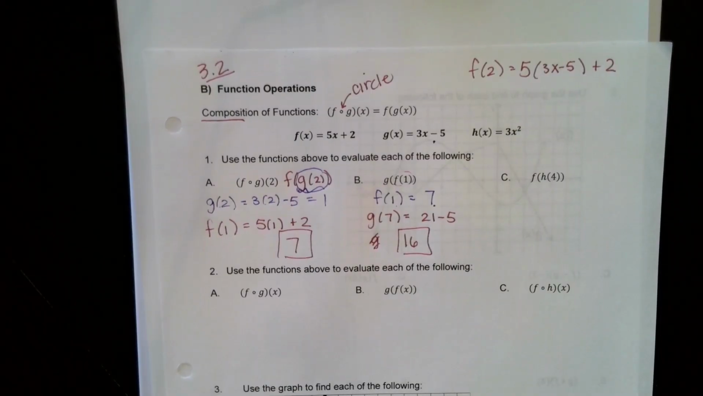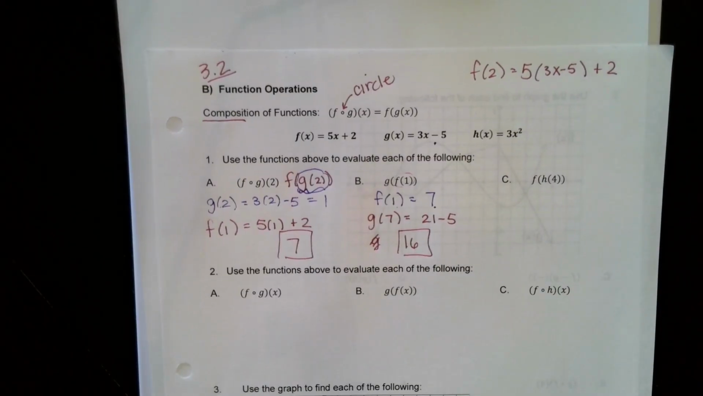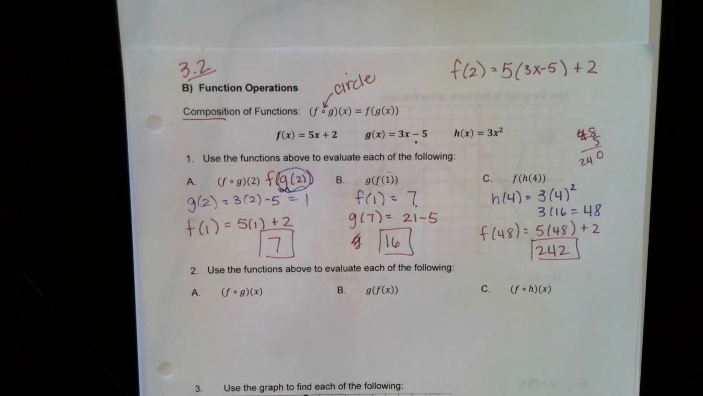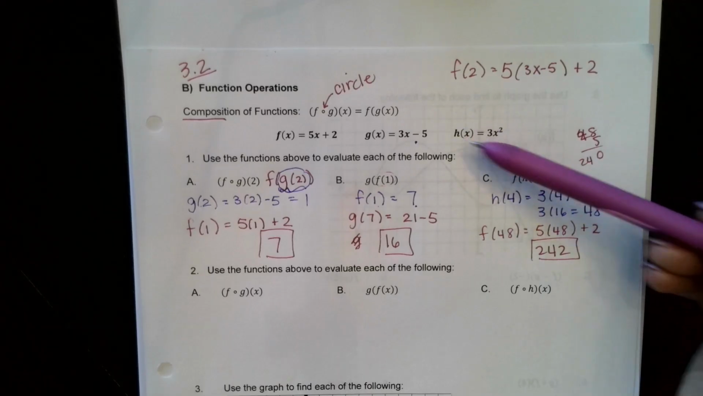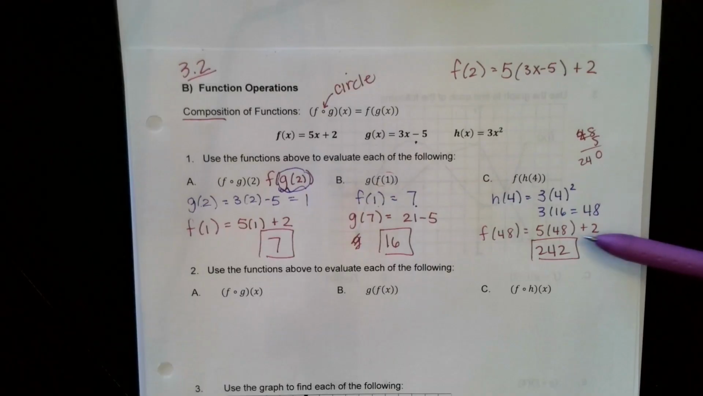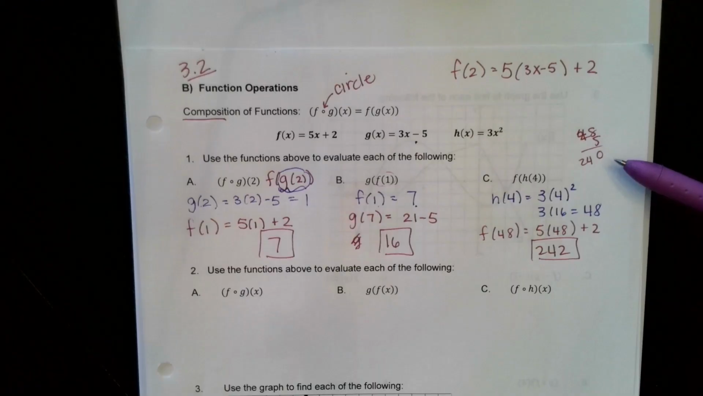Okay? All right, you pause the video, you do the last one here, and then we'll move on. Okay, sorry about that. I gave you ones with big numbers. So h of 4, make sure you're using your h function. I get 48. I had to go up here and figure out what that math was. Couldn't do that in my head. And so I get 242 as my final answer.